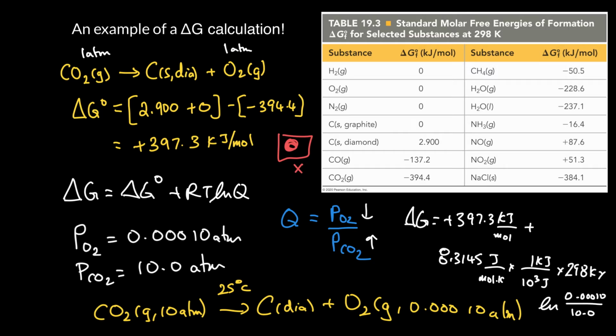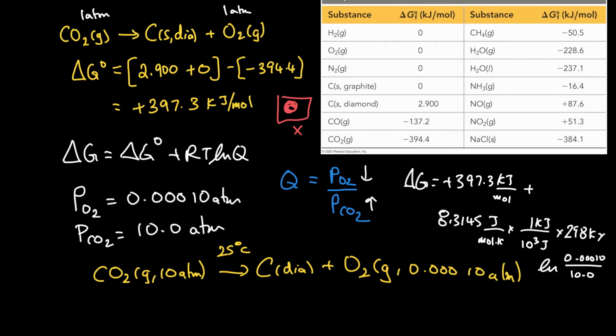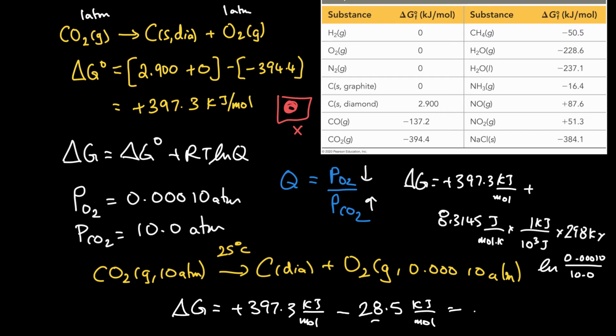When we calculate that, we get delta G is positive 397.3 kilojoules per mole, and the second term corresponds to a reduction of 28.5 kilojoules per mole. We can see that it's not going to end up negative overall. It'll end up being positive 368.8 kilojoules per mole. So unfortunately, it's not going to be spontaneous, but maybe we can play with this a little bit. Now we know how to calculate what will happen.